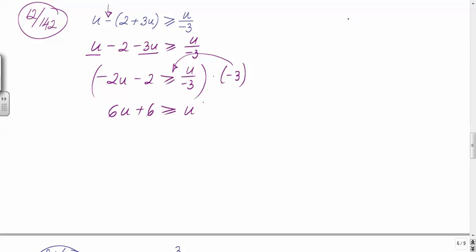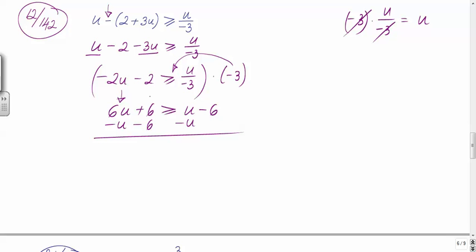You see that? Negative 3 times u over negative 3, you have negative 3 and negative 3 that will cancel out, and you're only left with u. Okay? Next step. Well, I want to take the 6 away from my 6u. Subtract 6, and then because I want to have my u on the left side, I'm going to take u away from both sides, okay? As you can see, I'm doing 2 steps in one line here.